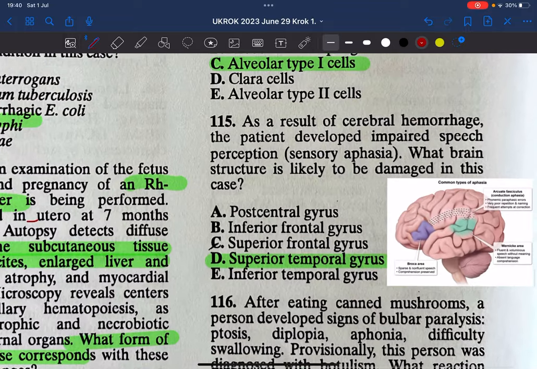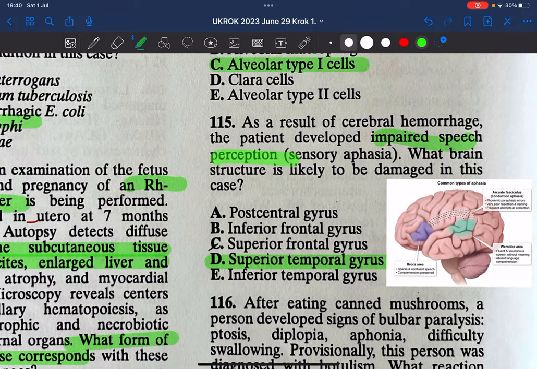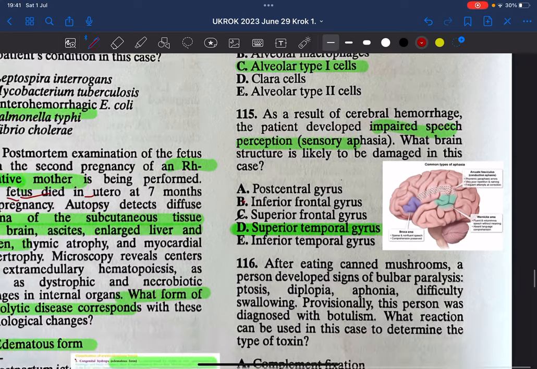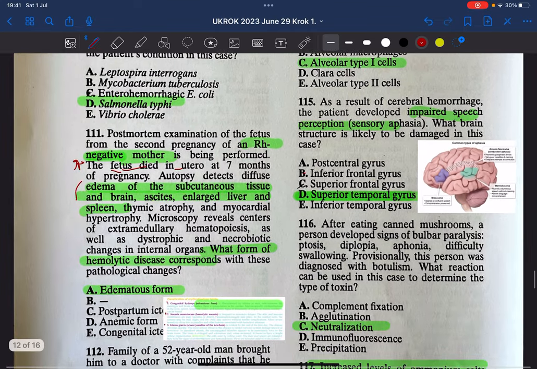Again, a similar question: impaired speech perception, so sensory aphasia, where the person cannot understand spoken words, this is the superior temporal gyrus. If the person cannot speak, he has a problem speaking, this is the inferior frontal gyrus. It's called motor aphasia, or Broca's area problem.